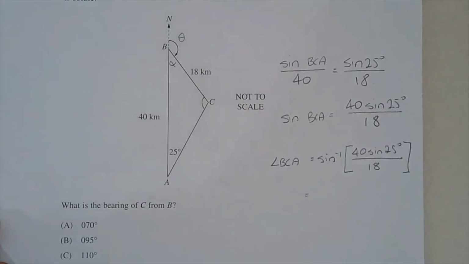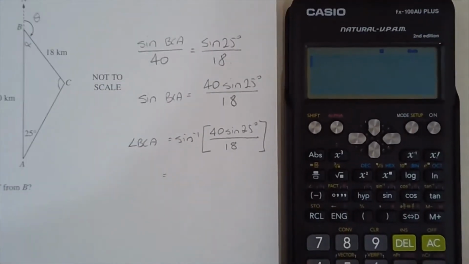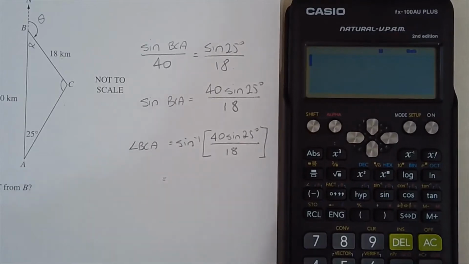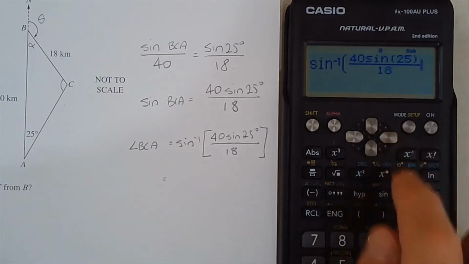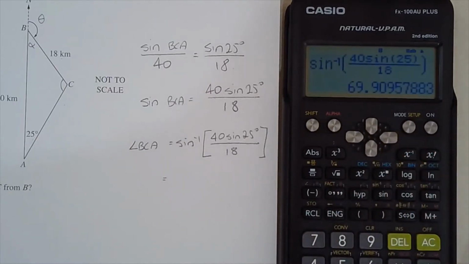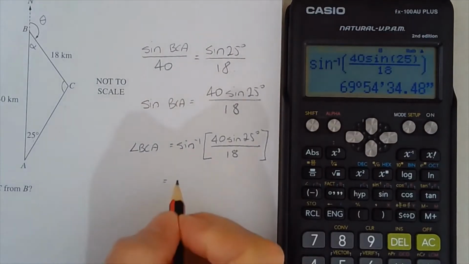We can answer that one to the nearest minute, and we'll round it to the nearest degree in the end. So shift sine, fraction, 40 sine 25 degrees over 18, close bracket, and we get 69 degrees and 55 minutes.